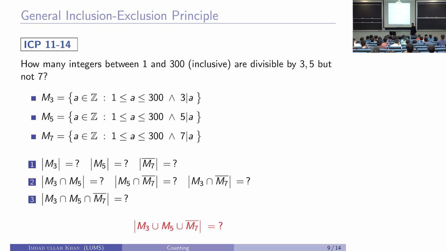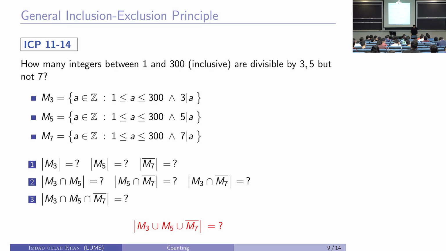What is the cardinality of M3? How many elements are divisible by 3? The floor of 300 divided by 3. And M5, floor of 300 divided by 5. M7, floor of 300 divided by 7. We can find similarly the cardinality of the elements that are multiples of 21, 3 and 7, 3 and 5, 5 and 7. We saw that in the previous slide too.